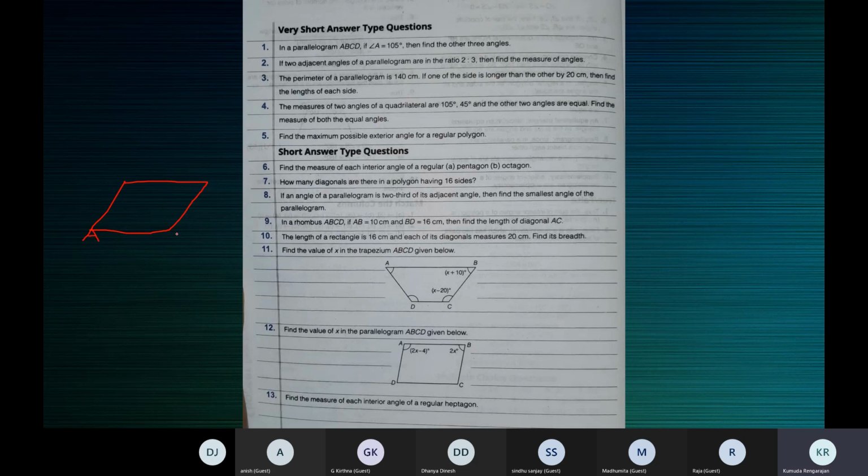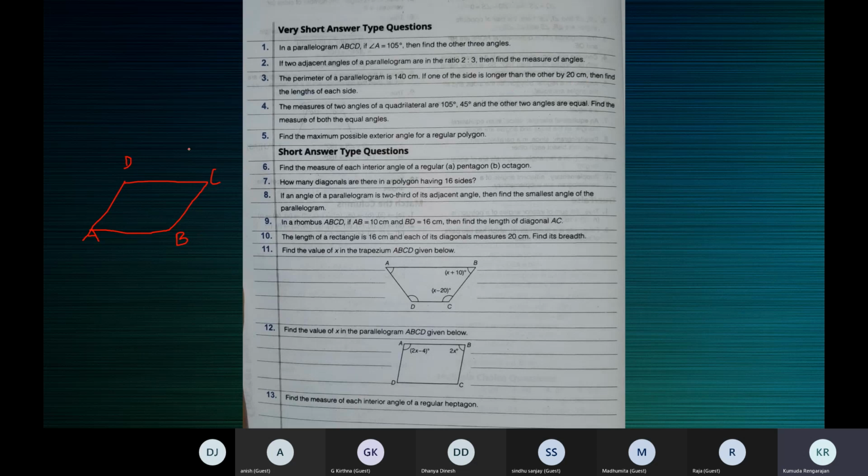Parallelogram, we'll say ABCD. One side is longer than the other. We know that opposite sides are equal, so this cannot refer to opposite sides. You have to take adjacent sides, only they are different in length. So use AB and BC and read it as AB is longer than BC by 20 centimeters. You will understand better.